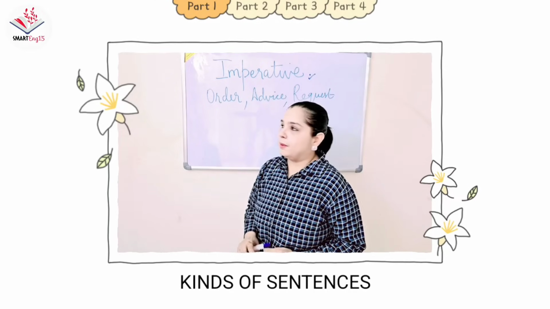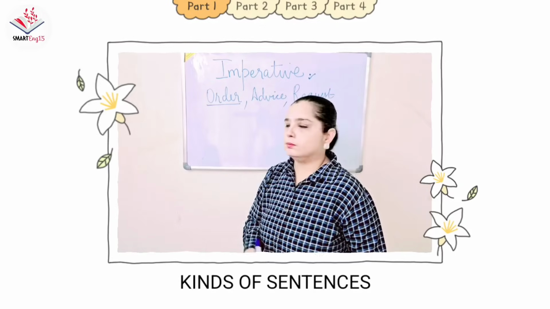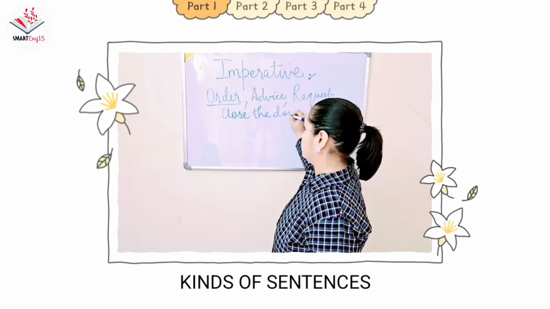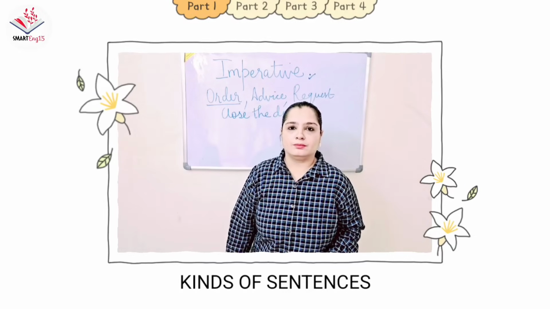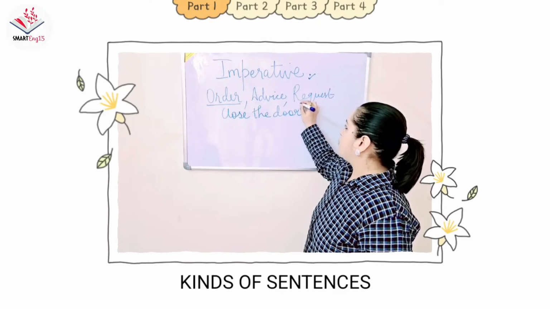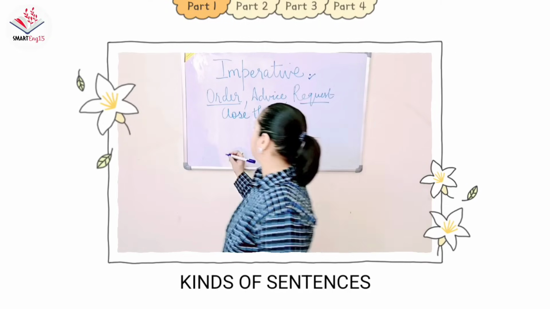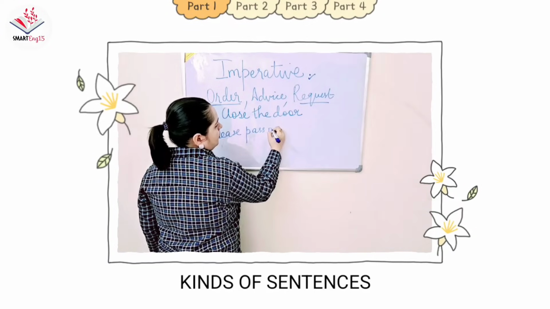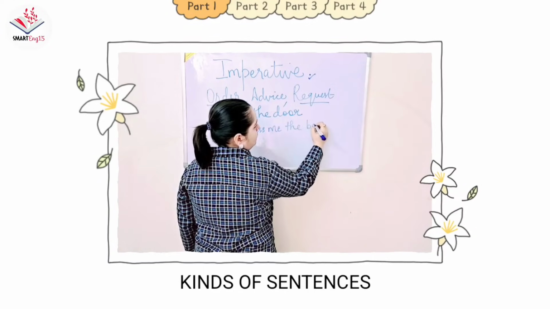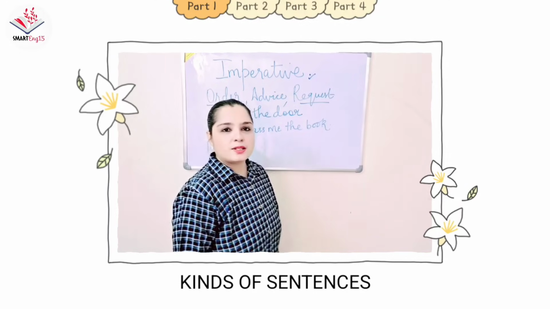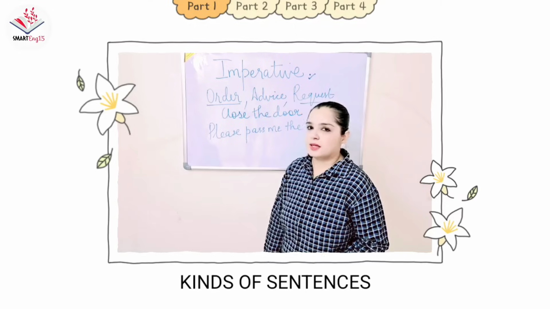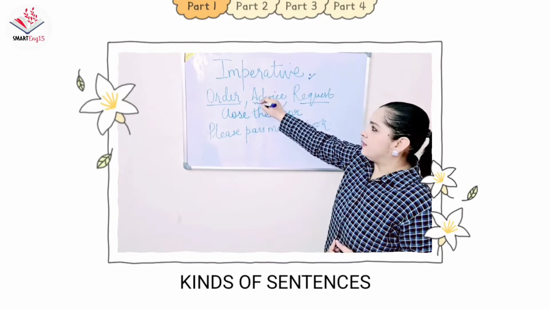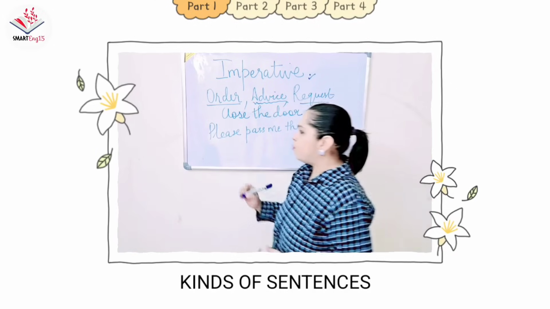Now let us take examples. Order: Close the door. I am giving an order to somebody to close the door. Close the door right now. Now let us talk about request. Please pass me the book. This is a request I am making, and I am asking somebody to please pass me the book. And the last but not the least, advice: Drink more water.